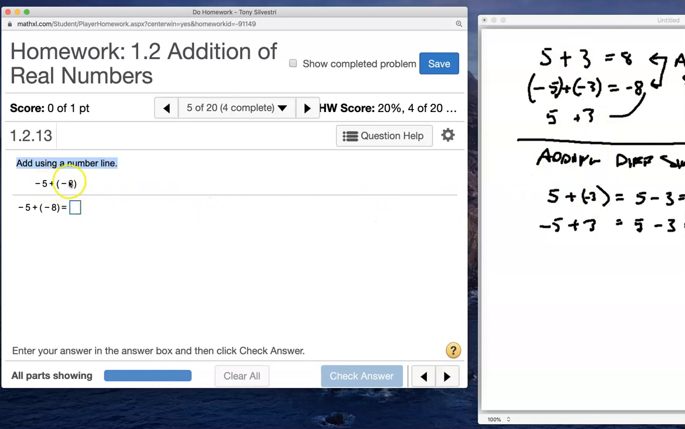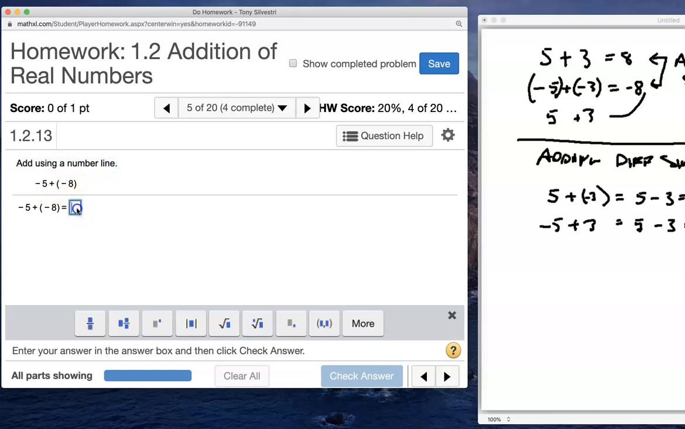But these are the same. These numbers that you're adding have the same sign. So you take your absolute values, 5 and 8, add them together. You get 13, but the sign is negative because both numbers started off negative.